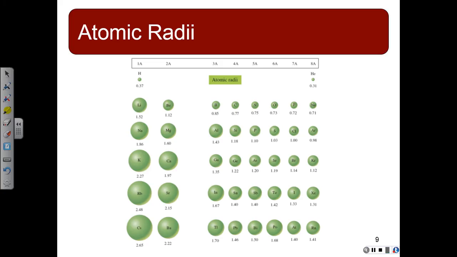If you remember that, then if you move this way or this way, you're going to get smaller. Or you can think about it as, up here, neon and fluorine are the smallest. So if you move away, down or across, you're going to get bigger. If you want to think of it that way, you can.